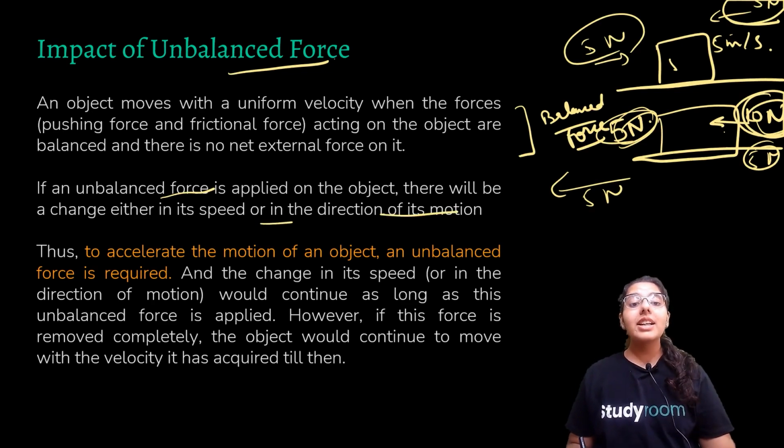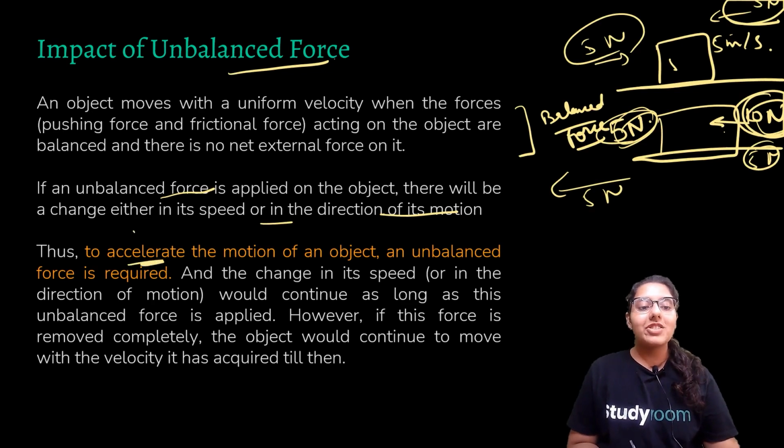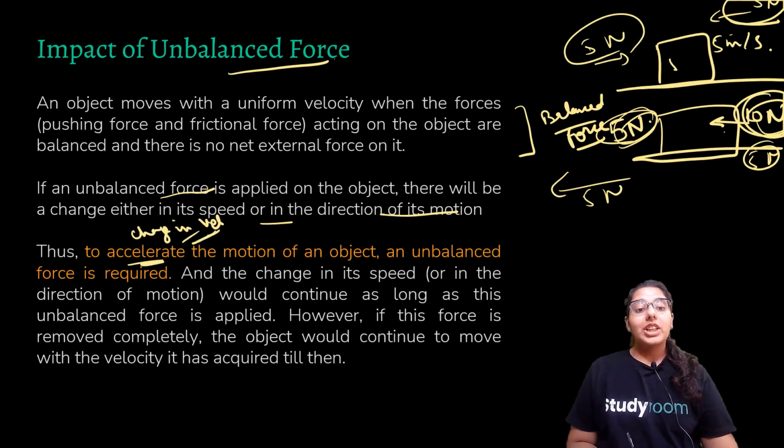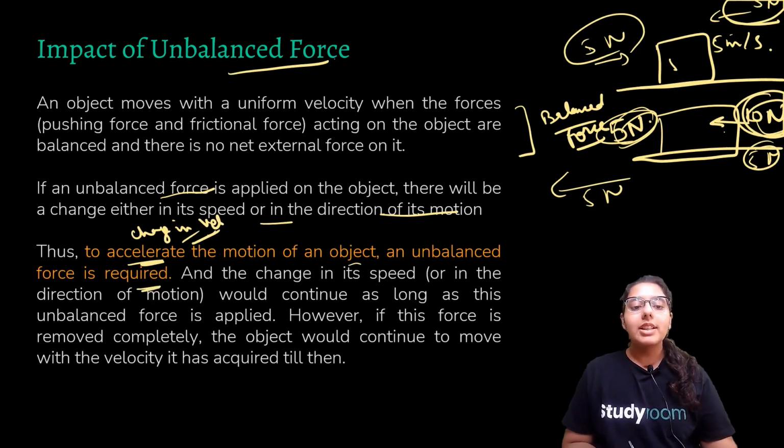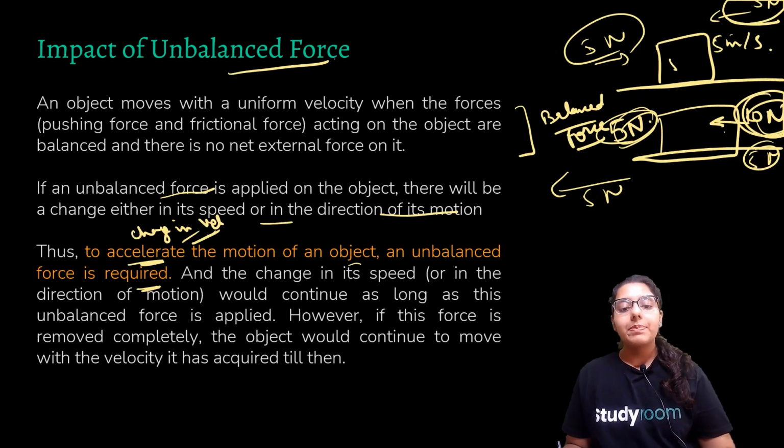And thus, to accelerate the motion of an object, what was acceleration? Change in velocity, correct? So to bring a change in velocity of the object, an unbalanced force is required, right? Balanced forces will cancel out each other. They will be equal. Unbalanced forces are required. And the change in its speed would continue as long as this unbalanced force is applied.